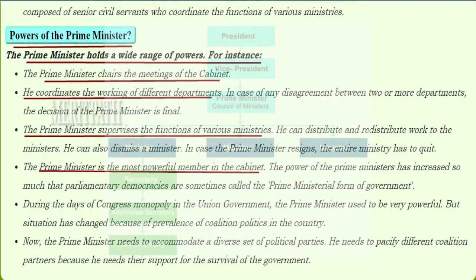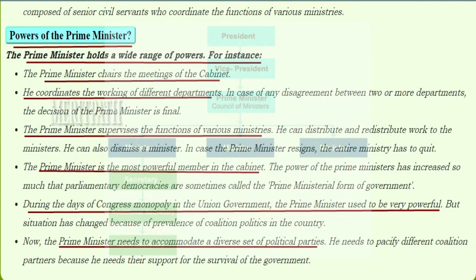The power of the Prime Minister has increased so much that parliamentary democracies are sometimes called the prime ministerial form of government. During the days of Congress monopoly in the Union government, the Prime Minister used to be very powerful, but the situation has changed because of the prevalence of coalition politics in the country. The Prime Minister needs to accommodate a diverse set of political parties. He needs to pacify different coalition partners because he needs their support for the survival of the government.